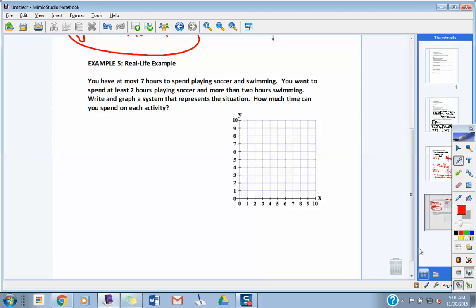Soccer and swimming. So I'm going to let X and Y represent some stuff. I'm going to let X represent the time that you, how about swim? Is that okay? So X is going to represent the amount of time that you are swimming. What's that make Y then, guys? Y is the amount of time that you're going to play soccer.